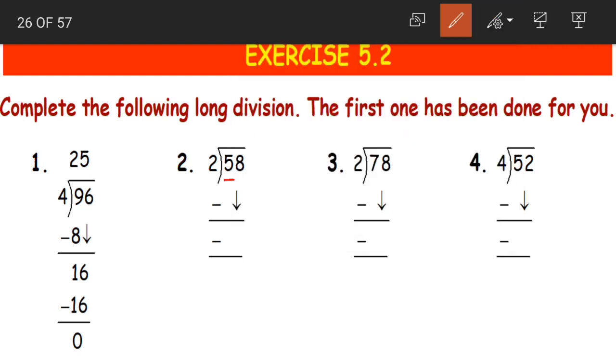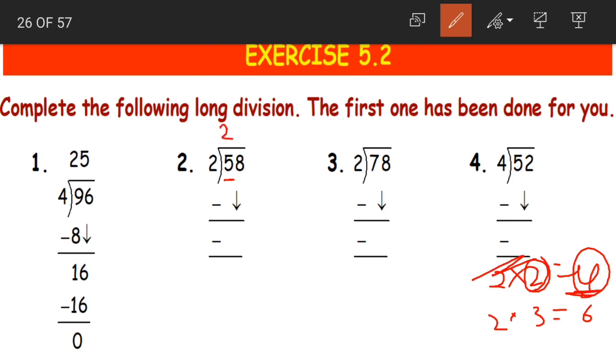Again, going with only first digit. In 2 table, we have 2 2s are 4 and 2 3s are 6. 5 comes in between here. 5 is not there in 2 table. So what will we do? We'll go with the lesser number 4. 2 2s are 4. So 2 will be written in the quotient. 4 will be written just below 5.